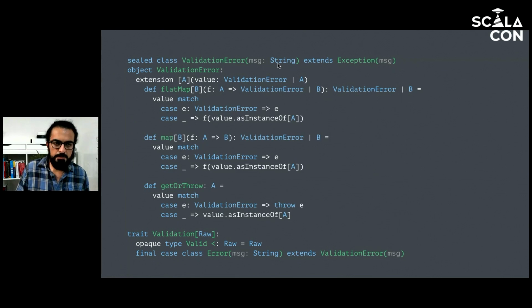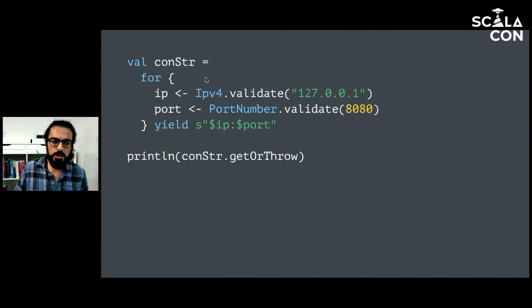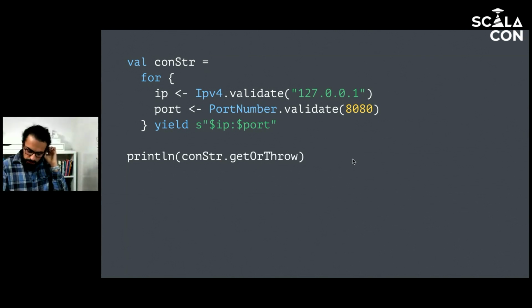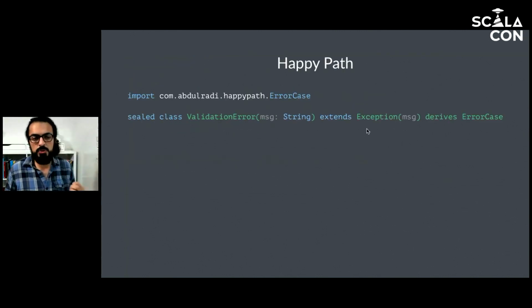Now all the errors inside the validation extend from that base class to get this functionality. And now it works. So here we have done a for comprehension. We ended up with this type that is error or string, yet it still has the functionality. You can call get or throw or call map again. I found this functionality really useful, so I took it completely out of the library into its own library. It's called Happy Path.